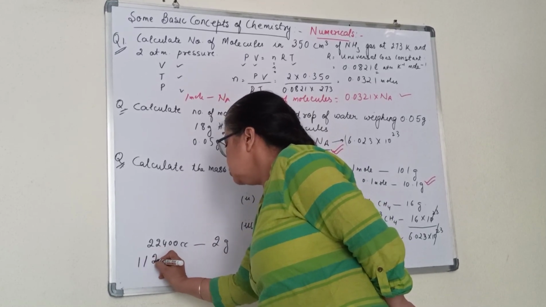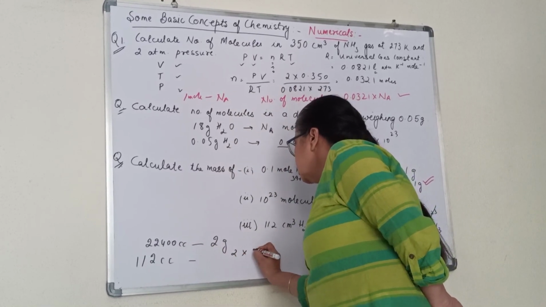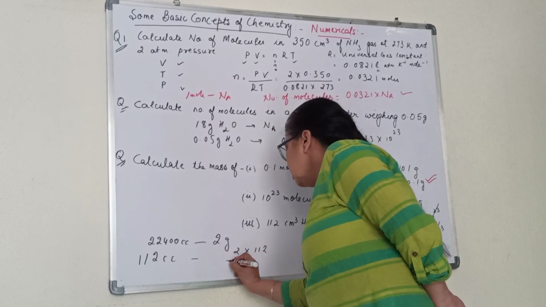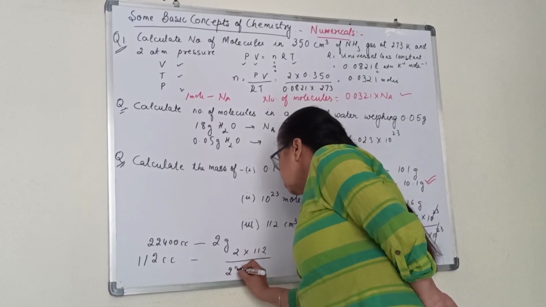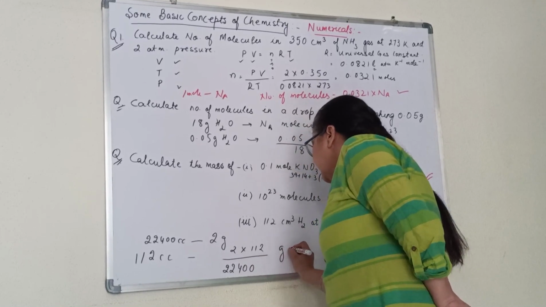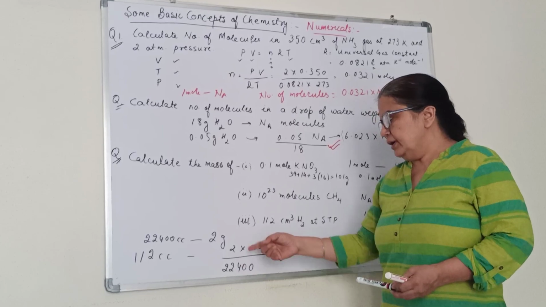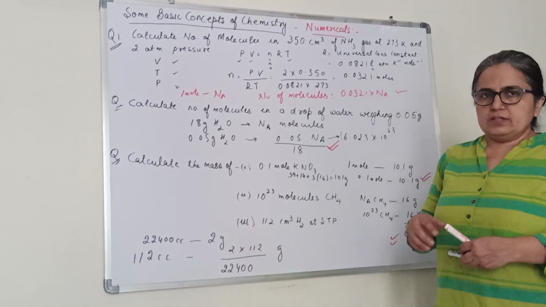Therefore, 112 centimeter cube. What will be the mass? We can write 2 into 112 divided by 22,400 centimeter cube. So the answer you will get is in grams. This will be 1 by 200 and then you can divide, you can get the answer.